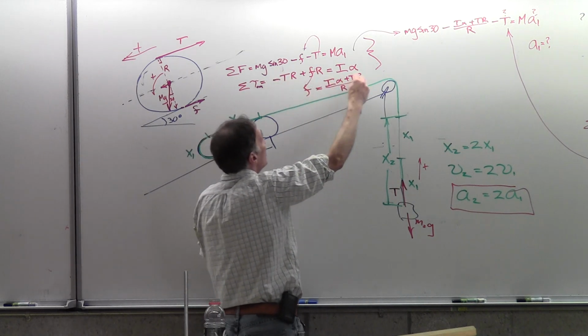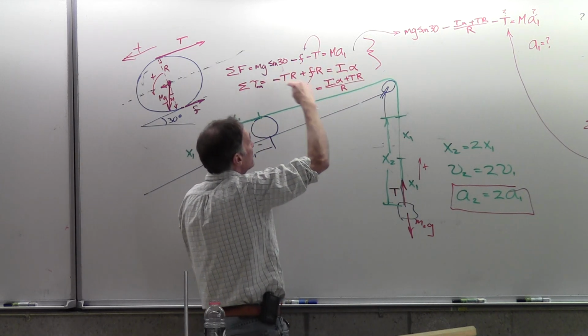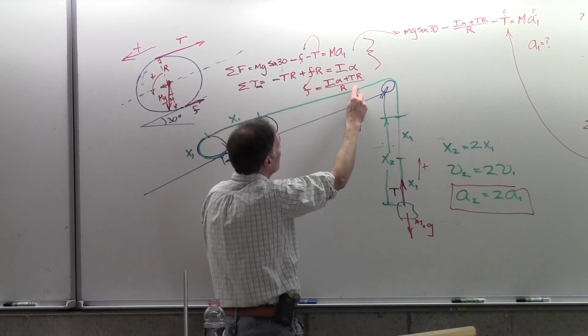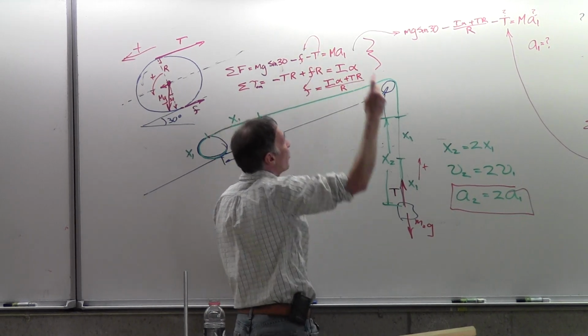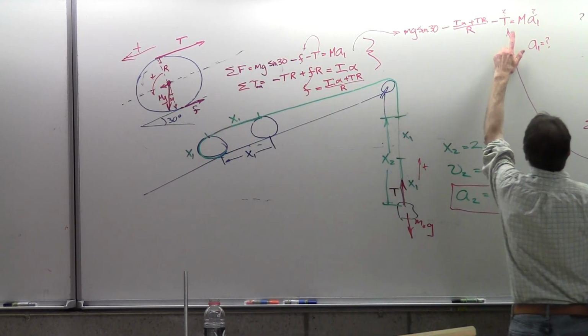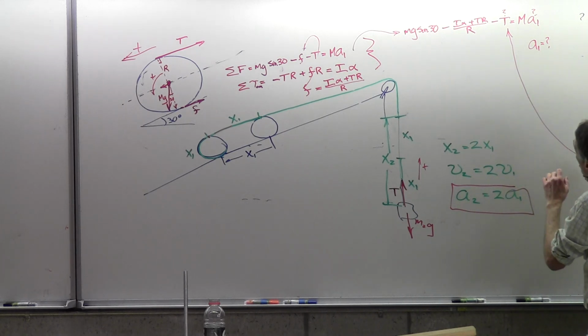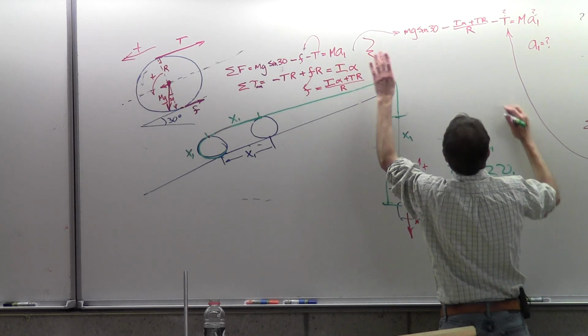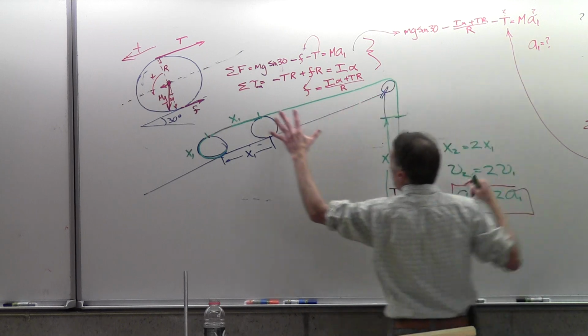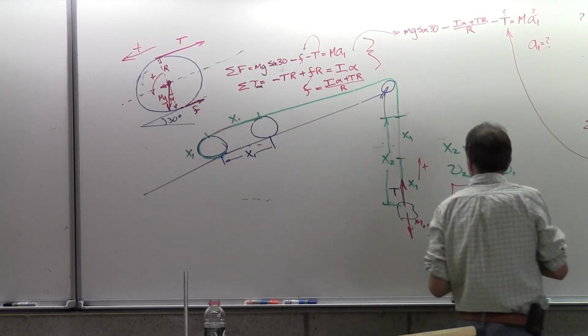So I solve for friction, and I put it into this equation. I've got a bit of a mess. We can simplify that, but it's algebra. So really, from these two, I get this one. That's all based on this information.